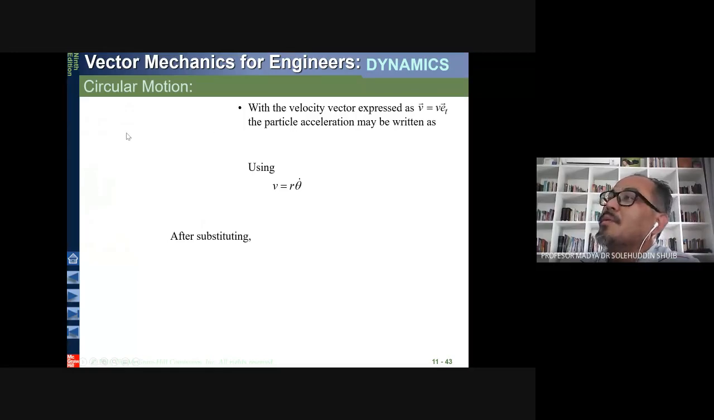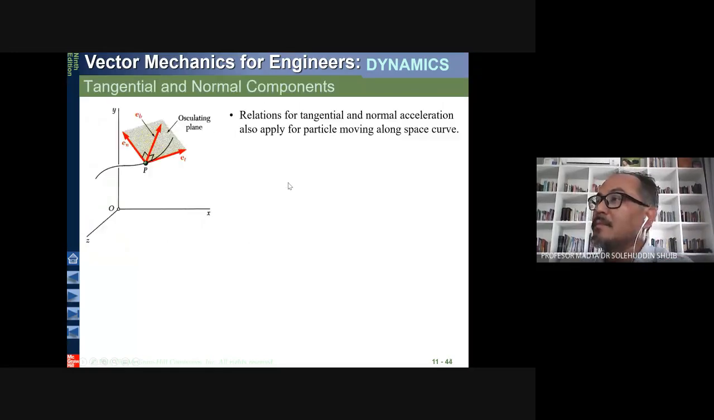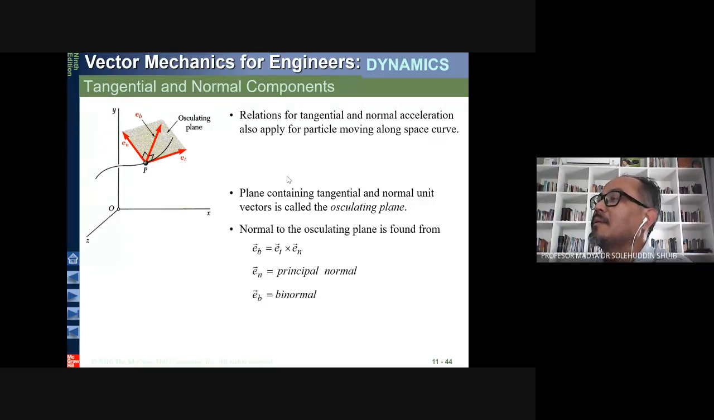Okay, for circular motion, this is the tangential and normal component. What I'm trying to say here is, we have this figure, we have the plane. On top view, you can see we have ET and EN, and then what we have here is EB. What is EB? EB basically lies on this plane.